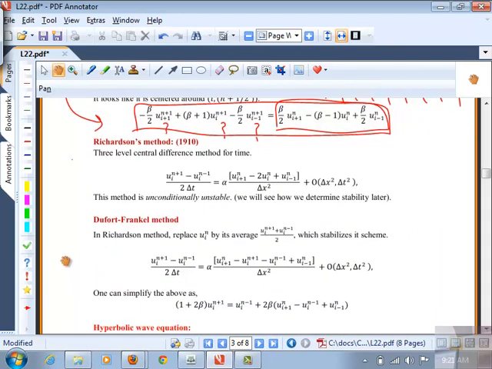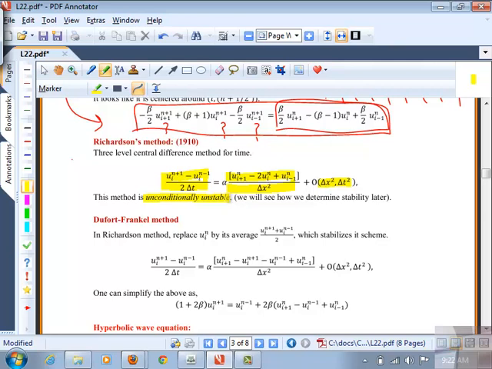Then Richardson method, this was done in 1910. I also put it historically for the time reference. That's a 3-level method. So what he proposed was, I'm going to use central difference for time and central difference for space. Why? Because I will get a higher order truncation error, delta t squared error, okay? But it turns out that it doesn't work. It's unconditionally unstable.